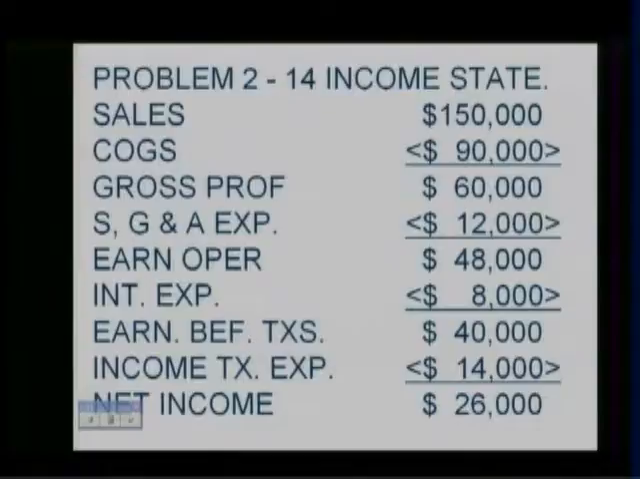Remember too that the first thing you're going to do after you have sales is deduct your cost of goods sold. They give us that as being $90,000. 150,000 minus 90,000 gives us $60,000 in gross profit. The only other expense that they list for us in the problem is selling, general, and administrative expense of $12,000, which gives us an operating income of $48,000. They then give us an interest expense of $8,000, leaving us $40,000 of earnings before taxes, and taxes of $14,000 gives us net income of $26,000.